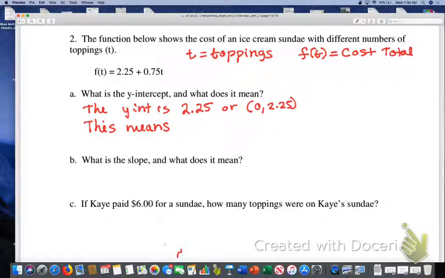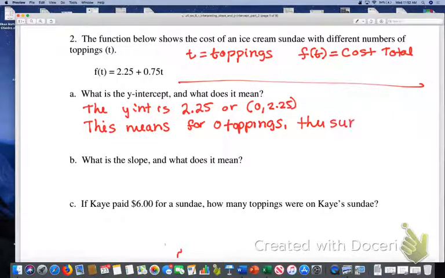0 represents the x. What is your x up here? And what is your y, the toppings and cost. So this means for what? Go, Matthew. 0 toppings. The Sunday will cost $2.25, and then you put your dollar sign, because up here, in the first part, we're just identifying it.